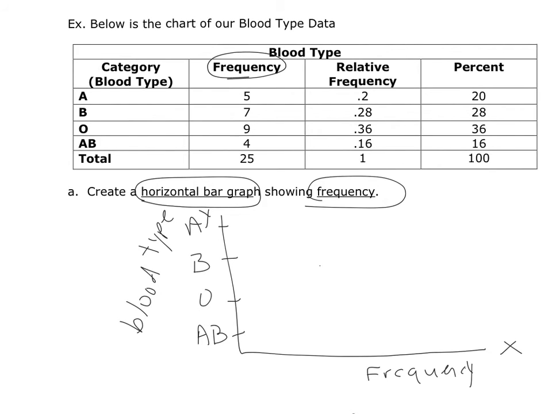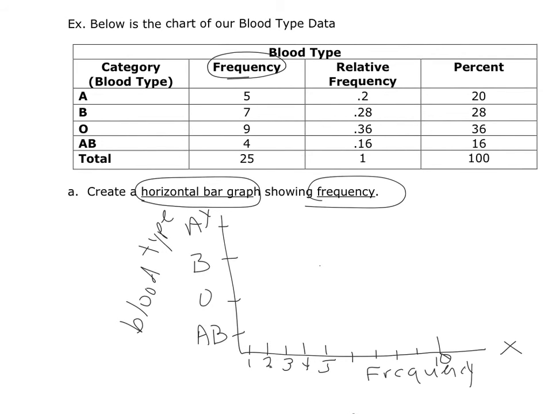Then my frequencies are in this column right here. So I have to go from 4 to 9 with a consistent scale. I might want to go up by ones: 1, 2, 3, 4, 5. If you show us what your scale is, then you can start just using tick marks. 6, 7, 8, 9, 10, and label them every so often.